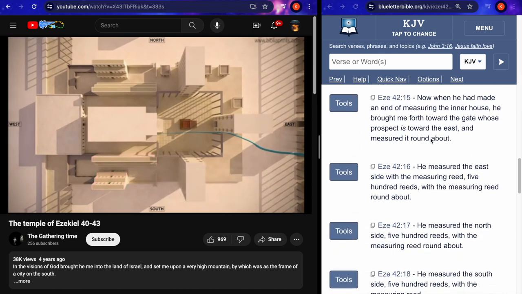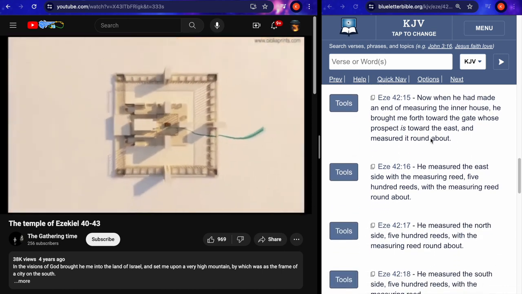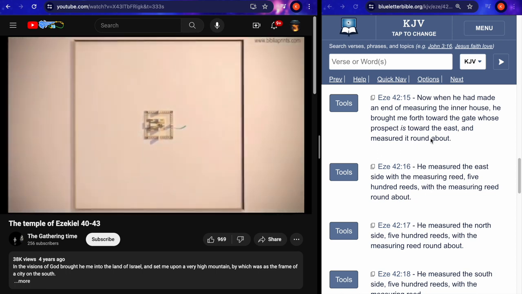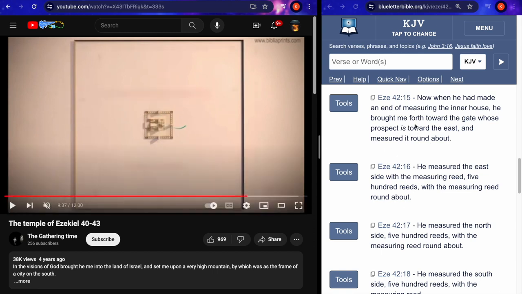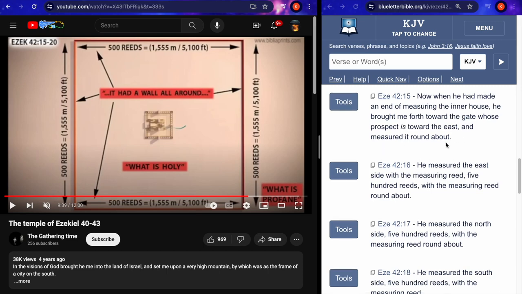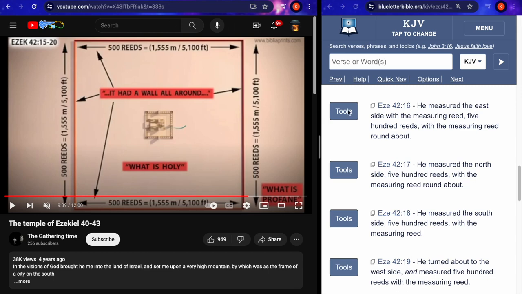Verse 15. Now when he had made an end of measuring the inner house, he brought me toward the gate, whose prospect is toward the east, and measured it round about. So that's why he zoomed out.